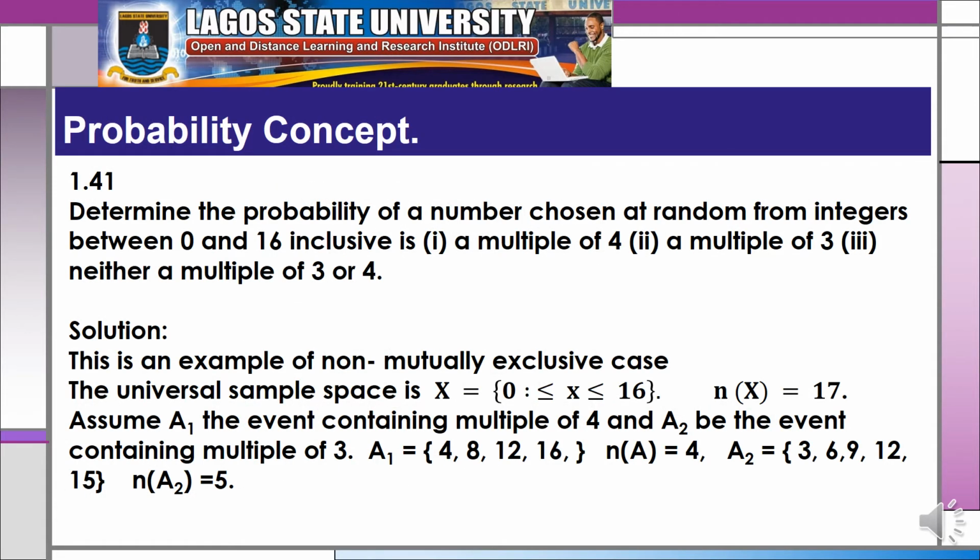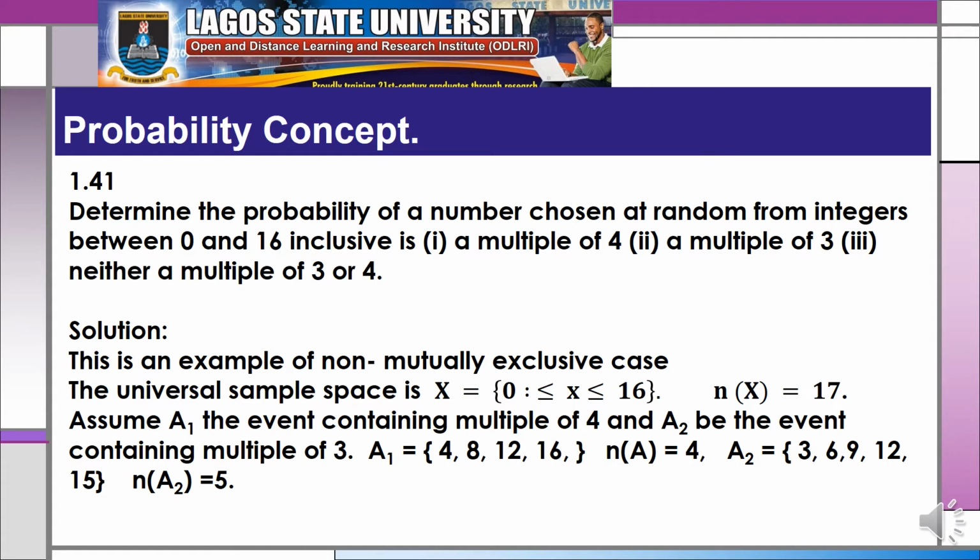Determine the probability of a number chosen at random from integers between 0 and 16 inclusive: 1, a multiple of 4; 2, a multiple of 3; a multiple of 3 or 4. Now you exhibit the sample space X, which is between 0 and 16, and this is an example of a non-mutually exclusive type.